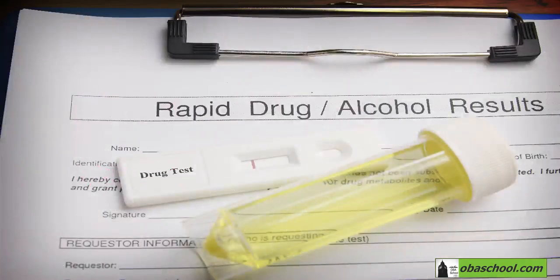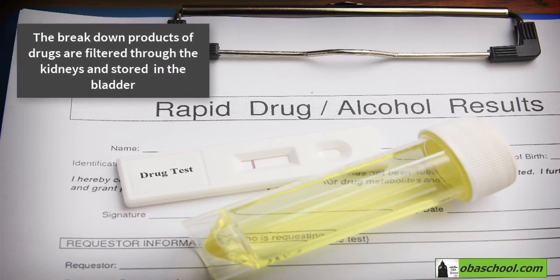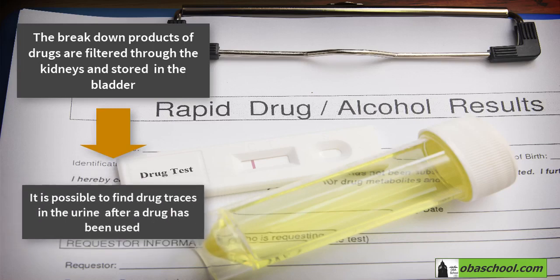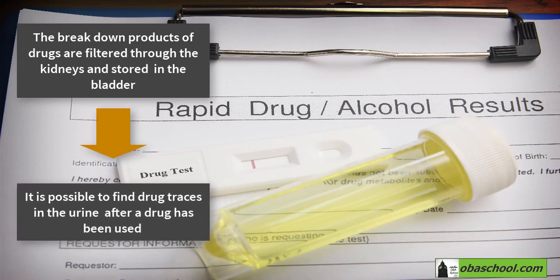Another test which can be used with urine is the drug test. Urine is tested for the presence of many different drugs, including alcohol. Because drugs are metabolized, the breakdown products of drugs are filtered through the kidneys and stored in the bladder. So, it is possible to find drug traces in the urine some time after a drug has been used.